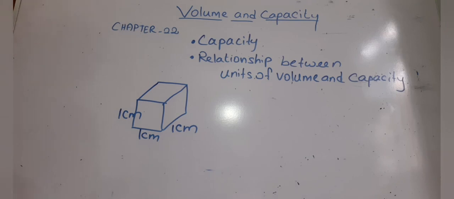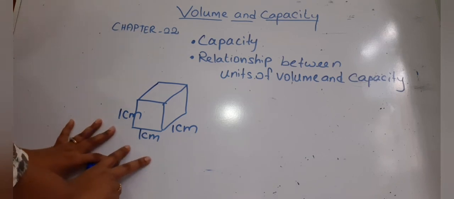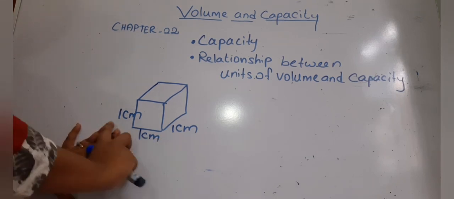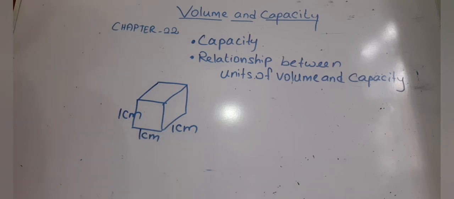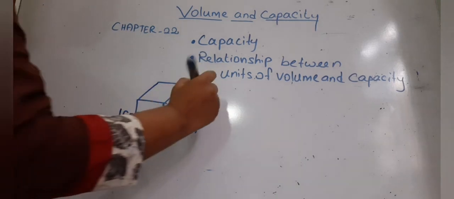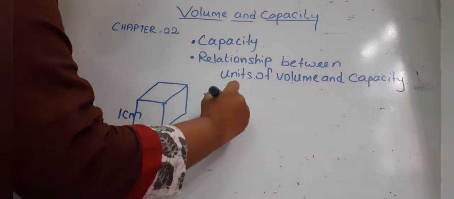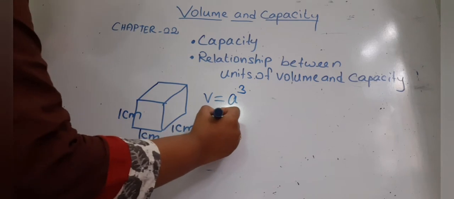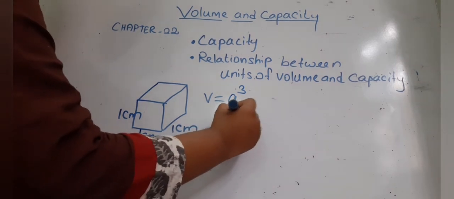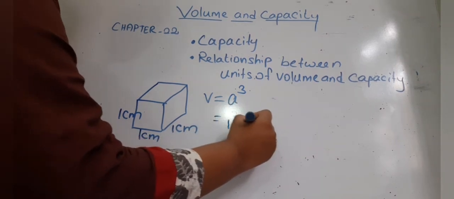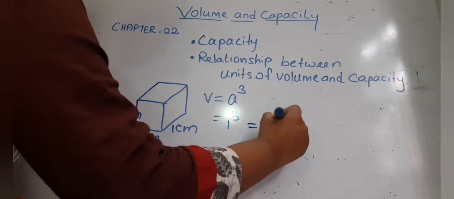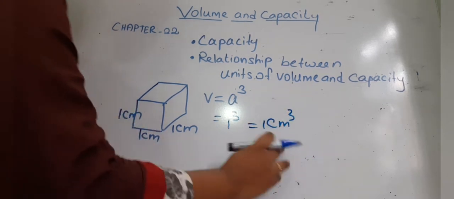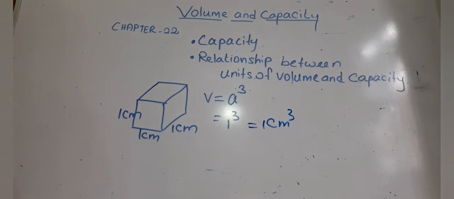So for that, I have drawn here a cube with its side length of 1 centimeter. So the volume of a cube is a to the power 3. We obtained that in the last class. So here a is going to be 1 centimeter. So 1 to the power 3, which is 1 centimeter cube. So this is the volume of this cube.